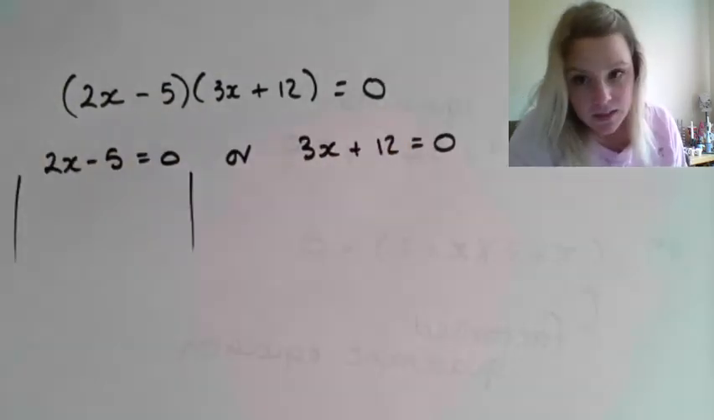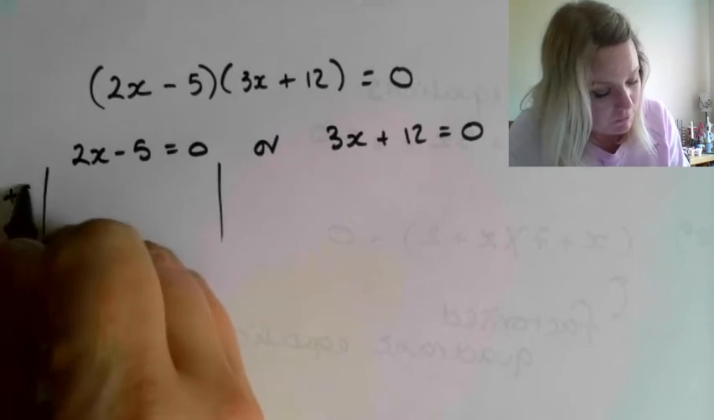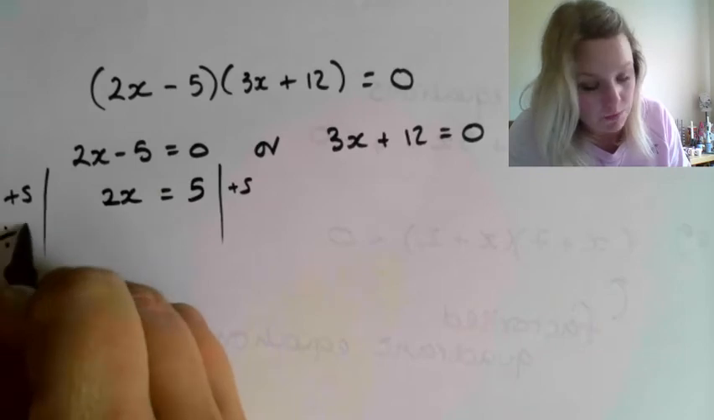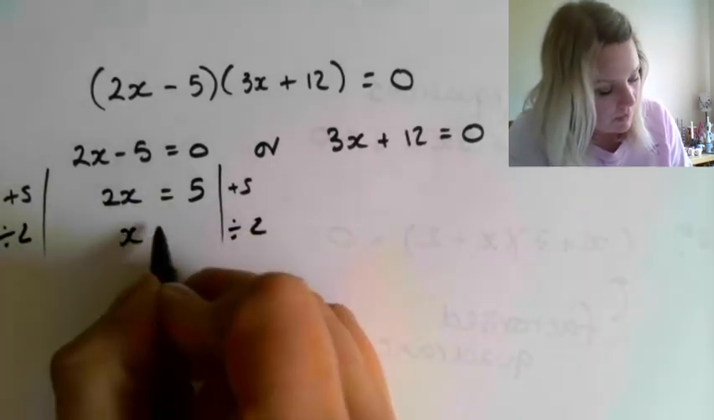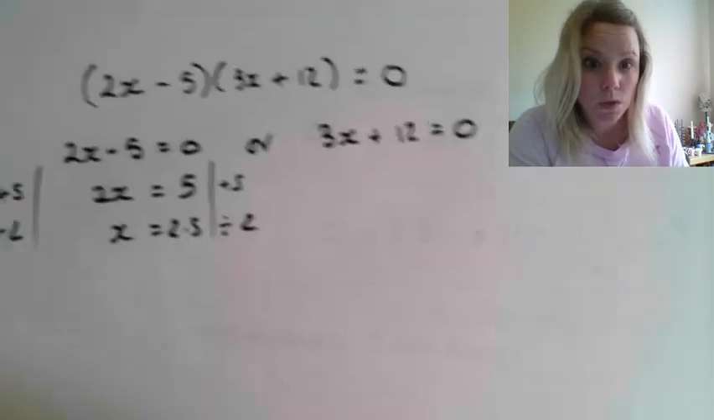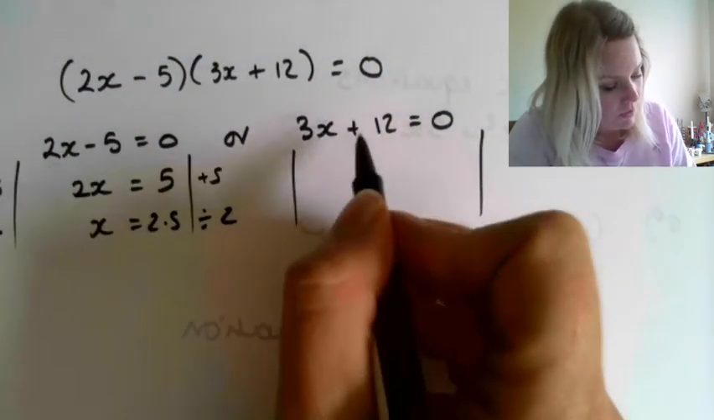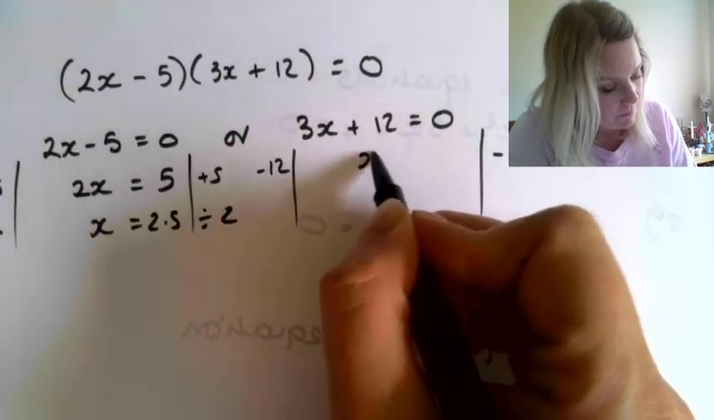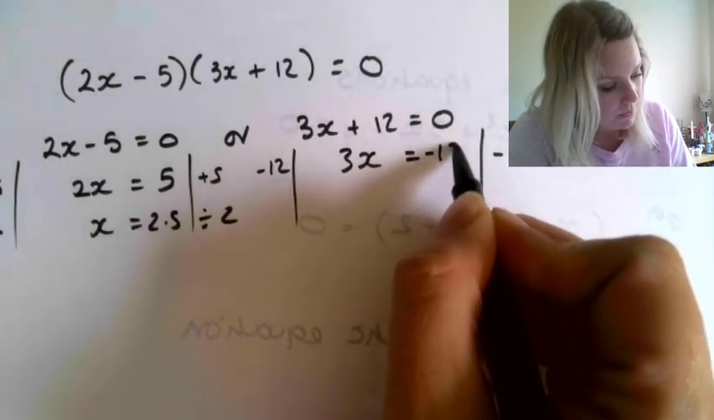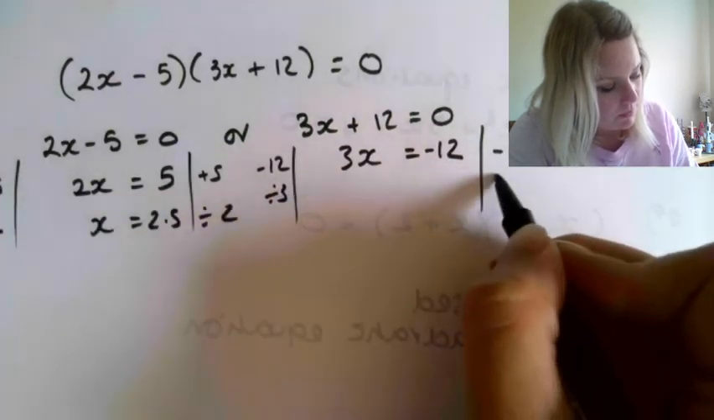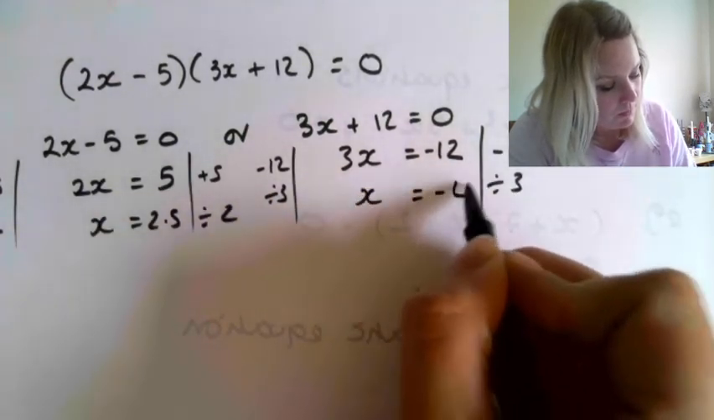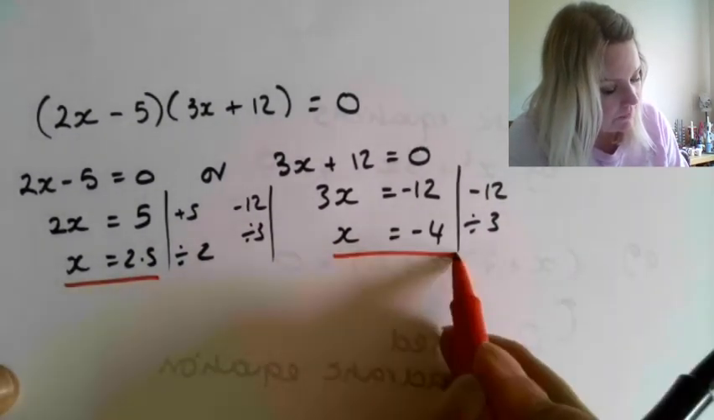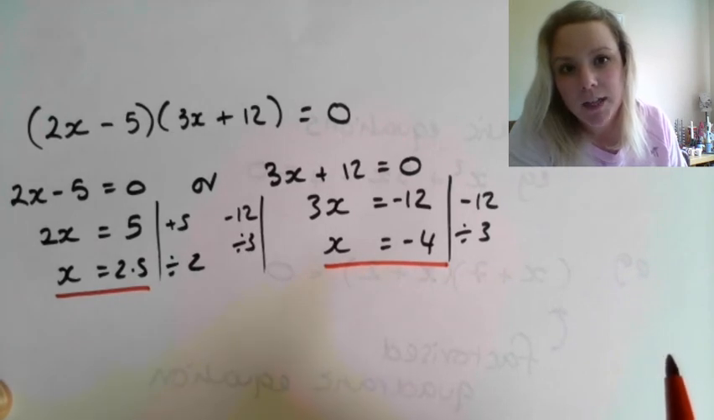So if I was solving this here, the first thing I would do would be to add 5 to both sides. So 2x equals 5, and then divide both sides by 2. So x is 2.5, or 3x plus 12 equals 0. So we need to get rid of this 12, so take away 12 from both sides. So 3x equals minus 12, and then divide both sides by 3. So x equals minus 4. So the two solutions that work for this are x equals 2.5 and x equals minus 4.